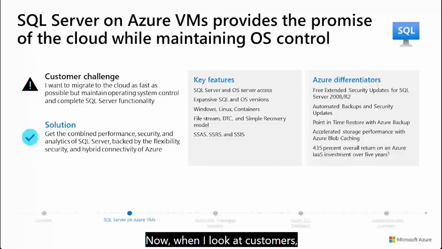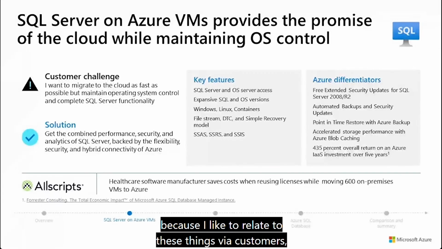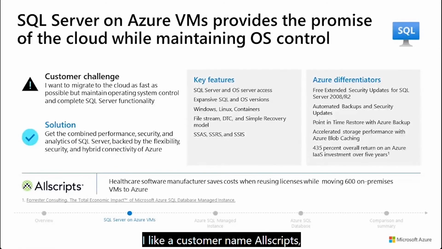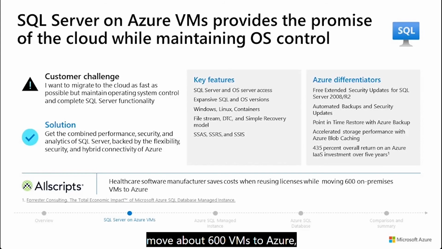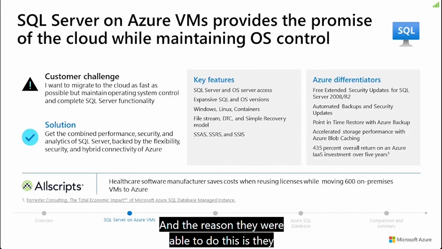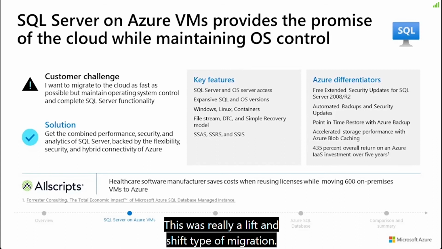Now, when I look at customers, because I like to relate to these things via customers, I like a customer named Allscripts. And the reason I like Allscripts is because they were able to move about 600 VMs to Azure in, I think, a span of 2 weeks. And the reason they were able to do this is they leveraged a technology called Azure Site Recovery. And apart from that, they didn't really have to change much with their applications. This was really a lift and shift type of migration.